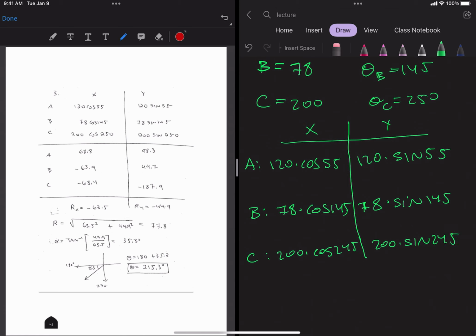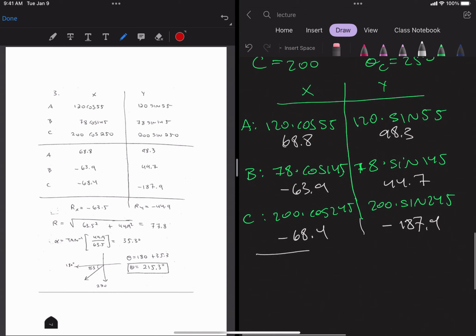And you can calculate these numbers. The x component for A is going to be 68.8. The y component for A is going to be 98.3. The x component for B is going to be minus 63.9. The y component for B is going to be 44.7. The x component for C is going to be minus 68.4. And the y component for C is going to be minus 187.9.